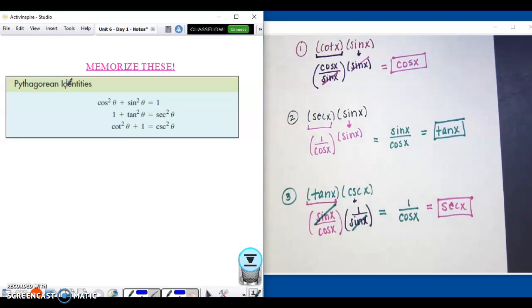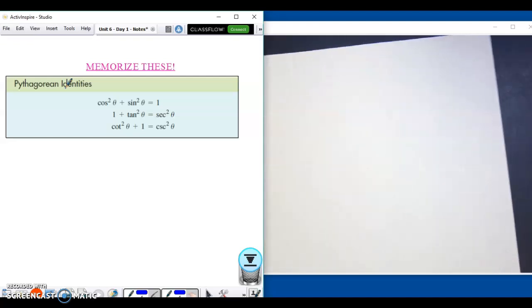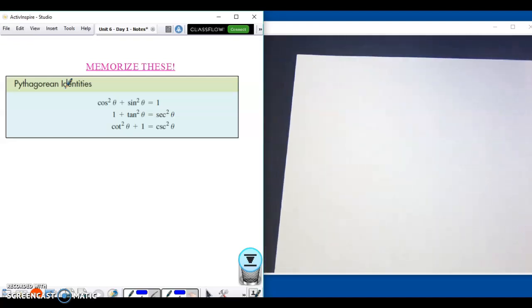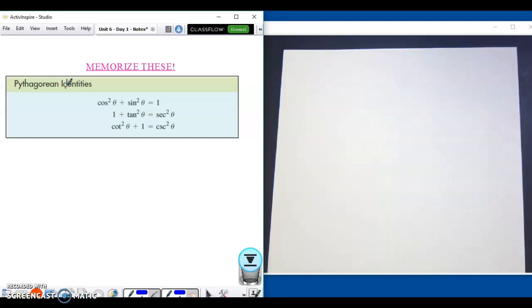They are super important for you to know. You will use these a ton in calculus, and we'll use them a ton for this unit. These you would have to memorize. They would not be on any type of formula sheet, and they would never give them to you.